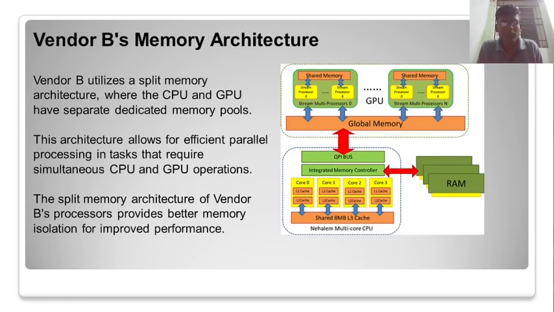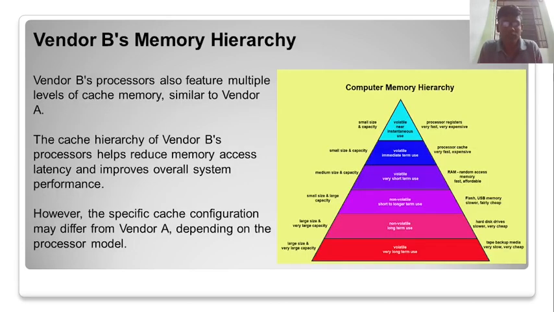Vendor B memory architecture. Vendor B utilizes a split memory architecture where the CPU and GPU have separate dedicated memory pools. This architecture allows for efficient parallel processing in tasks that require simultaneous CPU and GPU operations. The split memory architecture of Vendor B's processors provides better memory isolation for improved performance.